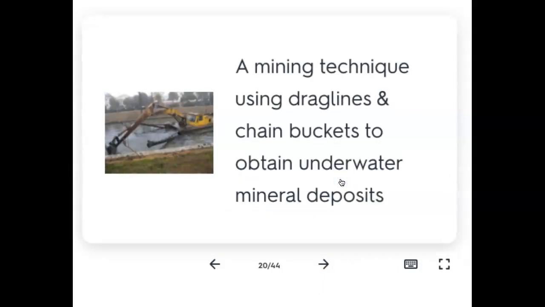A mining technique that uses drag lines and buckets to obtain underwater mineral deposits is called dredging. So it basically just scoops along the bottom of the ocean.